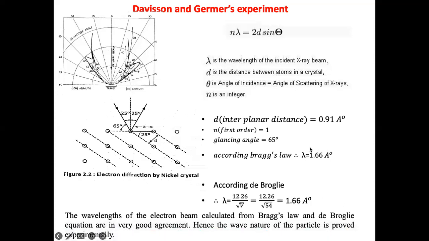So the wavelength of electrons according to Bragg's condition and the wavelength according to de Broglie's formula should be the same value. From these two values, we conclude that electrons have dual nature, that is particle nature and wave nature. It is one of the experimental proofs of the de Broglie hypothesis. Okay, thank you.